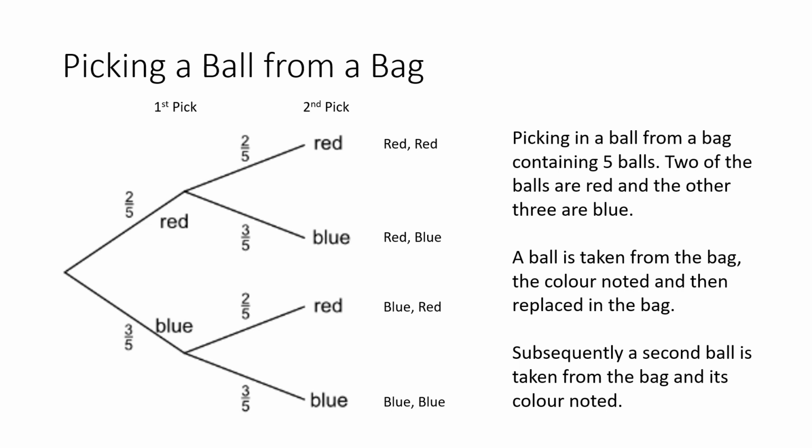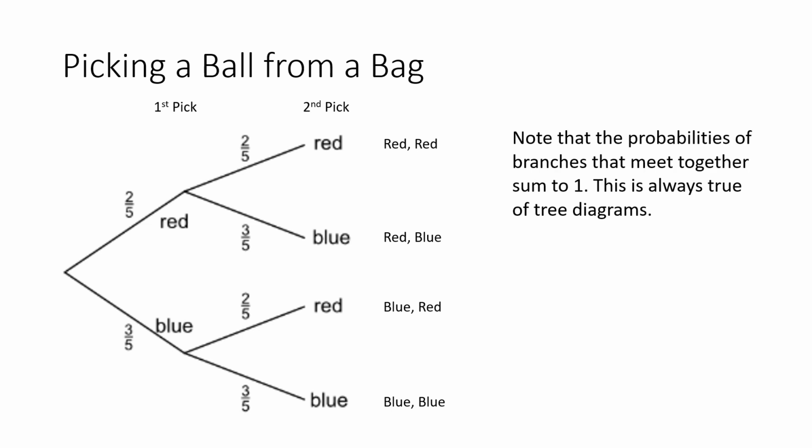Now, things to notice. Look at the branches which come together here. The red and the blues are coming together, and you've got 2 fifths and 3 fifths. Now, if I add the 2 fifths and the 3 fifths together, I get 1. Now, that's not a mistake. Every single time you add together the probabilities of branches that join together, they will add up to 1. Why? Because 1 means they're certain to happen. So when you pick a ball, you're certain to get either a red or a blue, because they're the only colours you can get. And that's what this says here. Note the probabilities of branches that meet together sum to 1. This is always true of all tree diagrams and all branches that meet.